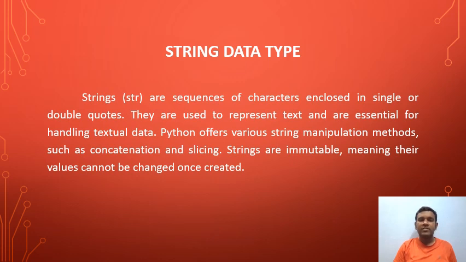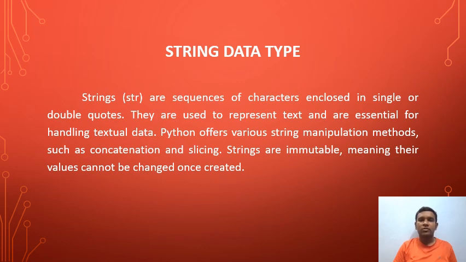Strings are sequences of characters enclosed in single or double quotes. They are used to represent text and are essential for handling textual data. Python offers various string manipulation methods such as concatenation and slicing. Strings are immutable, meaning their values cannot be changed once created. A string which is created is permanent in the Python language.